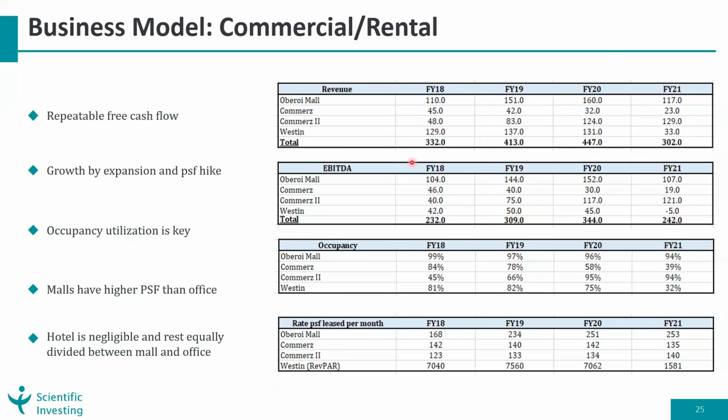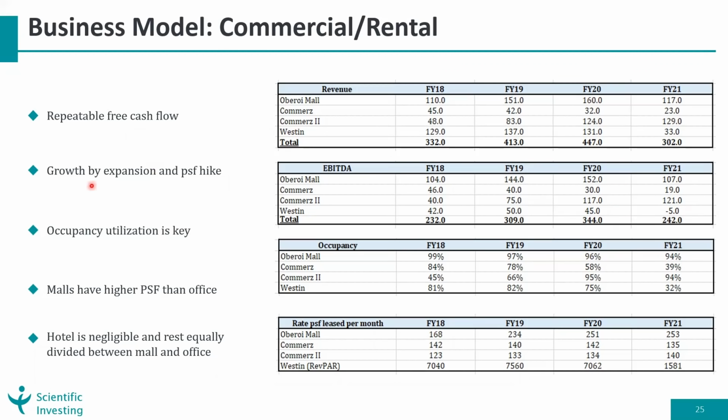And if we summarize all these numbers, what we see is, if you look at the EBITDA, given that it's a relatively debt-free company, the EBITDA to cash conversion is high. They don't disclose the cash conversion at an asset level, but it's a high EBITDA to cash flow conversion business. You can see the cash flows are increasing, 232 crore EBITDA to 309 to 344. Of course, the COVID year has been a bad one, but they have done pretty well. And this is a repeatable free cash flow business.